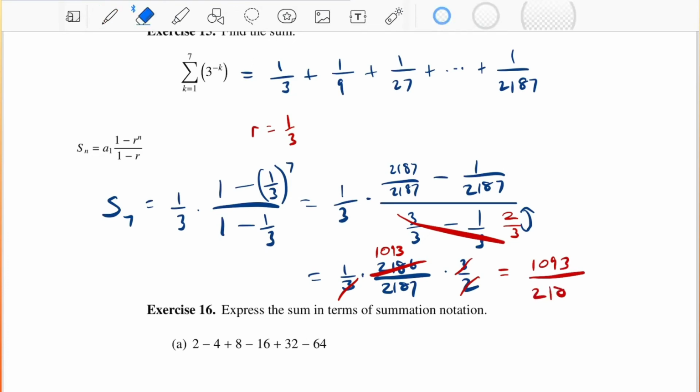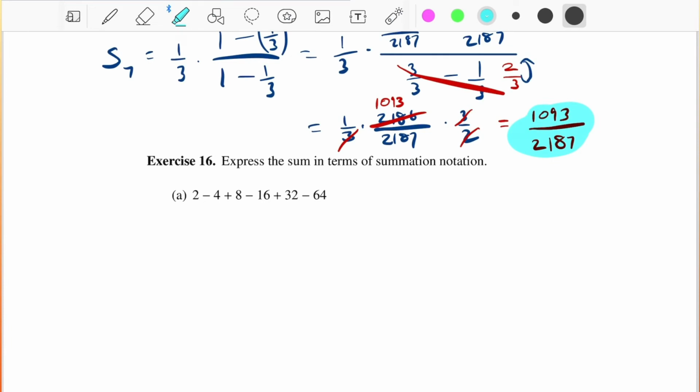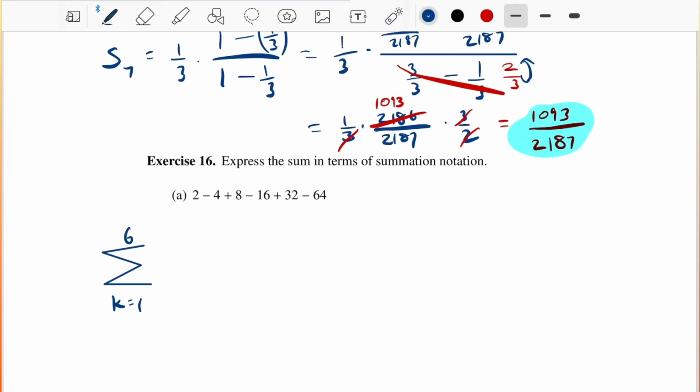All right, now they want us to express this sum in terms of summation notation. So we are going to have a summation, sigma. We're going to start at 1, and we know there are 1, 2, 3, 4, 5, 6 terms, so that's going to tell us that we're going to stop at 6. And because this is a geometric series, I can tell already because you're multiplying by -2, -2, -2, -2. Our common ratio is -2.